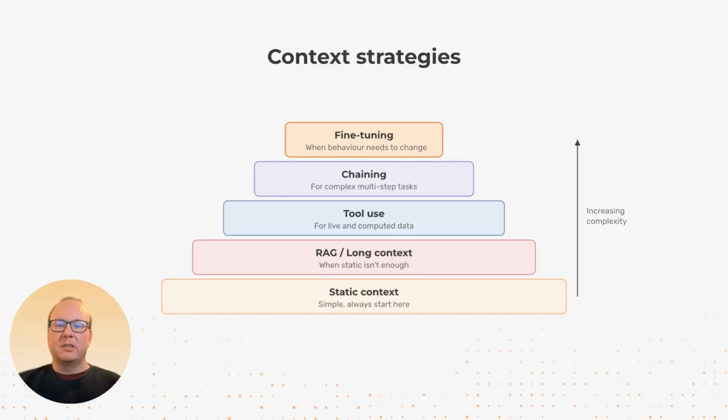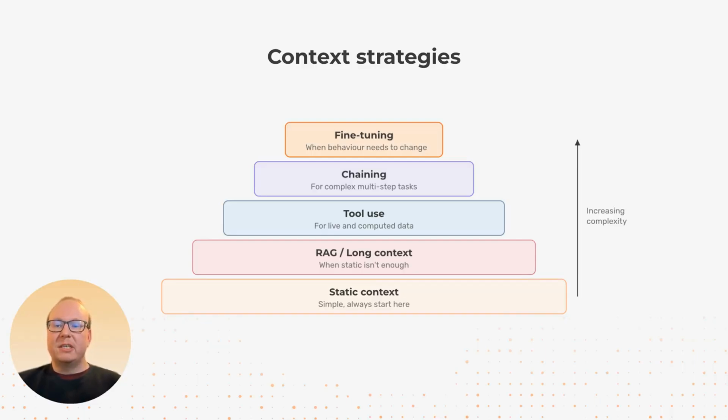Third, there's long context windows. More modern models can process hundreds of thousands of tokens, and this amount keeps growing. Sometimes you can skip retrieval entirely and just feed the model everything. Fourth, there's tool use. You let the model call APIs, databases, or search engines to fetch information on demand.